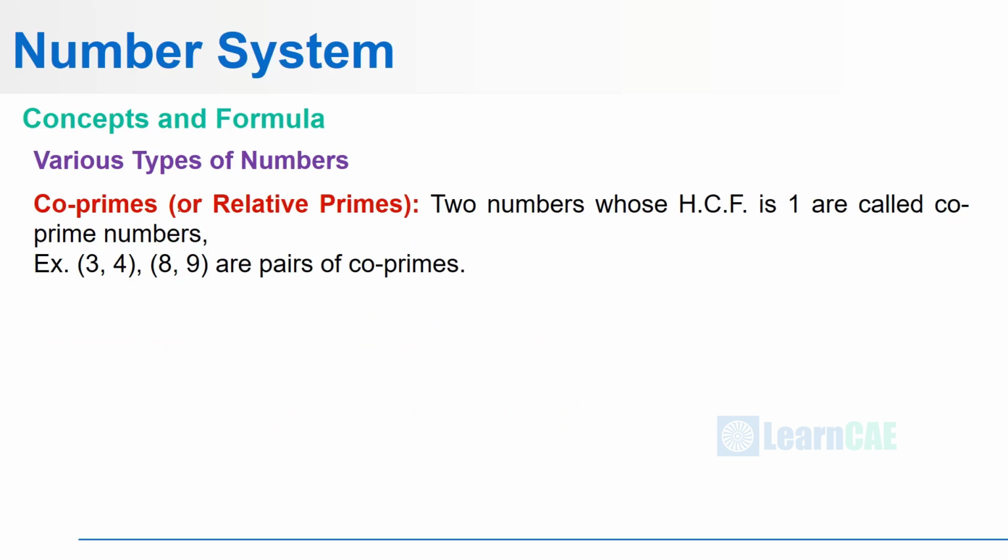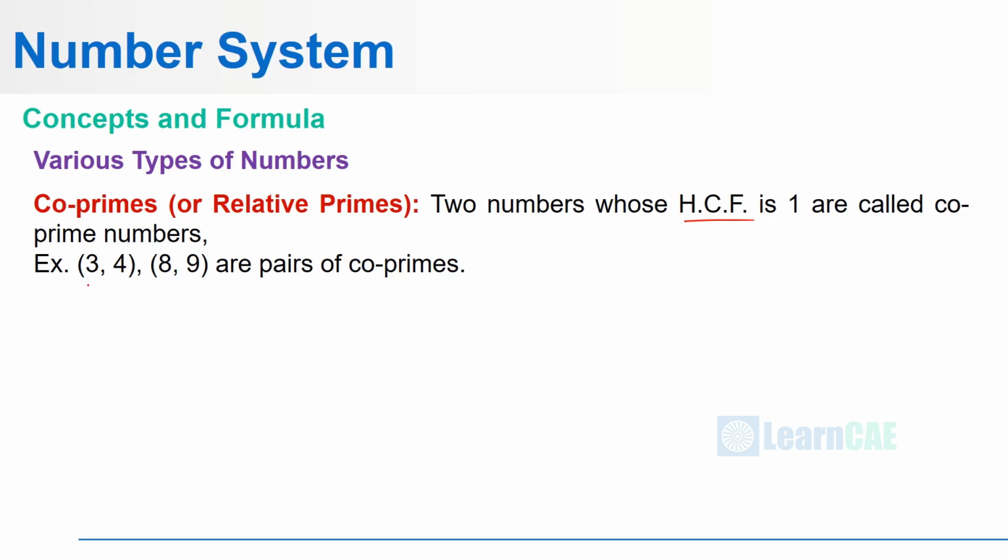Next one, co-primes or relative primes. Here two numbers whose HCF, that is highest common factor, is 1, are called co-prime numbers. It means these numbers individually need not be prime, but they are prime to each other. It means they will not have any common factors other than 1.